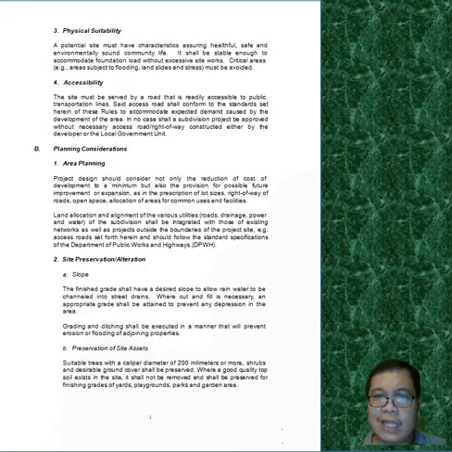Okay, then accessibility. The site must be served by a road, so I think I have cited this earlier, that is readily accessible to public transportation lines. One problem, class, in socialized housing in the Philippines is that when they construct socialized housing projects, there are no transportation lines. Although there's a road, there's no transportation line. So what do I mean by that? You construct a subdivision that is far from the city, but there are no routes, no jeepney routes. So how will they reach the intended destination?